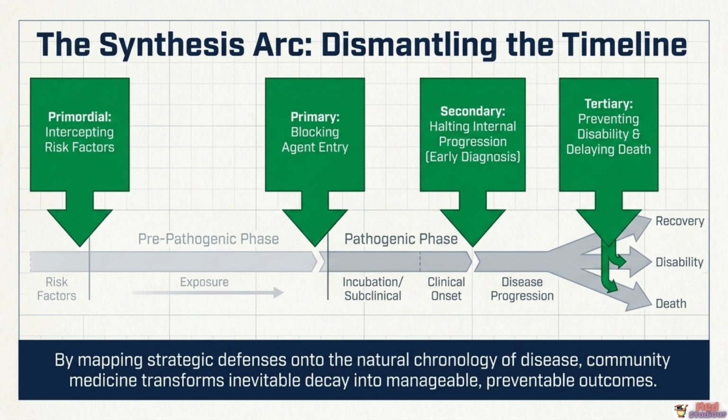Each prevention level corresponds precisely to a defined stage of the natural history, and each requires a different tactical approach with different tools, different actors, and different evidence bases. The underlying principle uniting all four levels is that disease progression is not inevitable. It is interruptible at every stage, if we know where we are on the natural history timeline and deploy the right intervention at the right moment. By mapping strategic defenses onto the natural chronology of disease, community medicine transforms what would otherwise be inevitable decay into manageable, preventable outcomes.